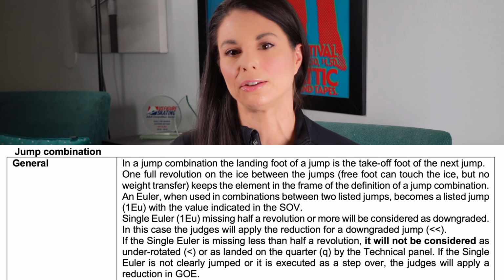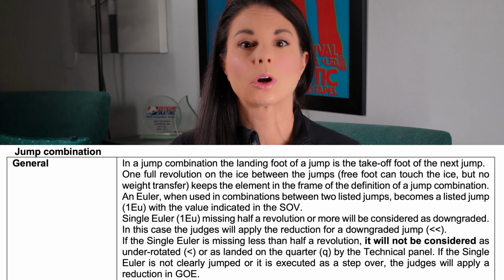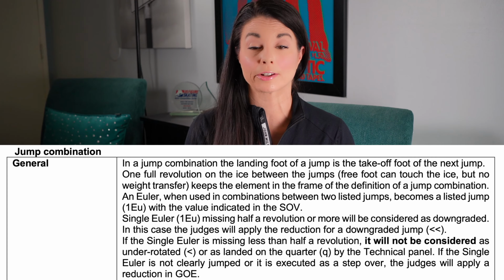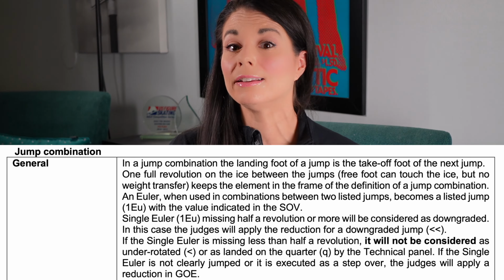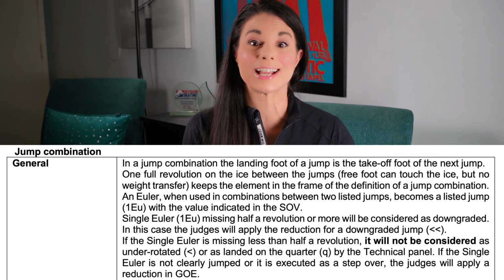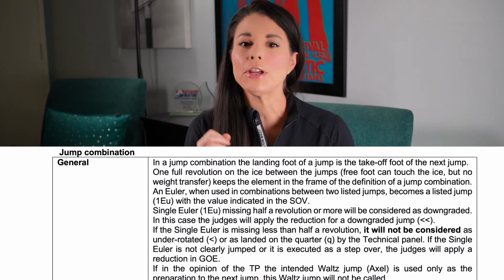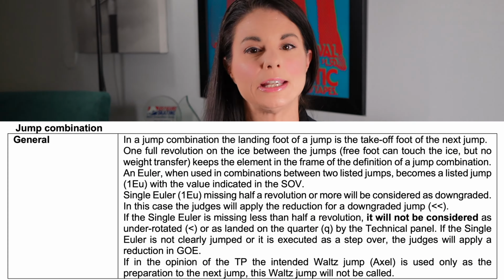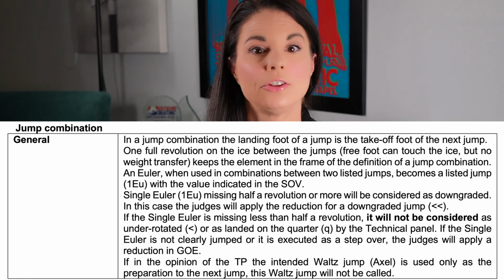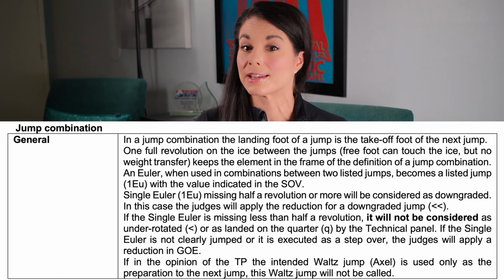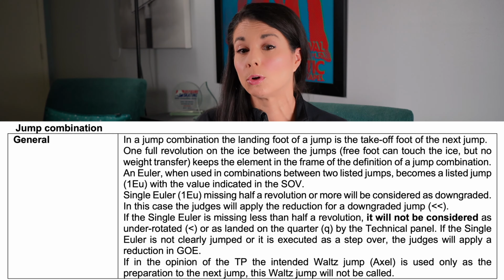Suppose a single Euler is missing less than a half revolution. In that case, it will not be considered as under-rotated or as landed on the quarter by the technical panel. If the single Euler is not clearly jumped or executed as a step over, the judges will apply a reduction in the GOE. If, in the opinion of the tech panel, the intended waltz jump or axel is used only as the preparation for the next jump, this waltz jump will not be called.